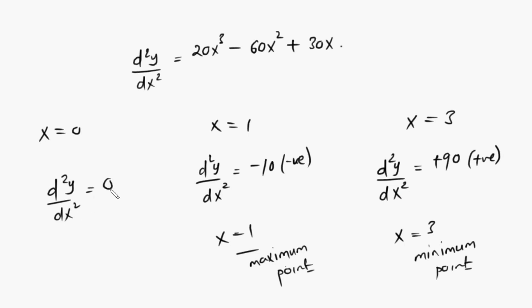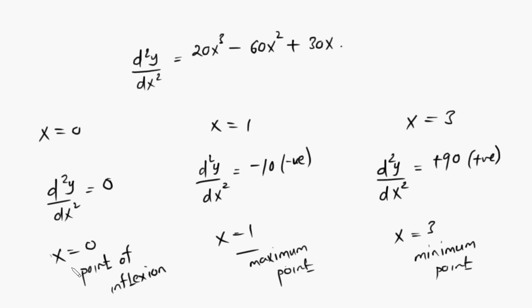So mbaki 0, nikipachika 0, what's my second derivative? Is 0. Okay? So ikiwa 0, it means it's neither maximum because it's not negative, and it's neither minimum because it's not positive. So what is it? So x is equal to 0 is my point of inflection. So that's how you determine these points of inflection.